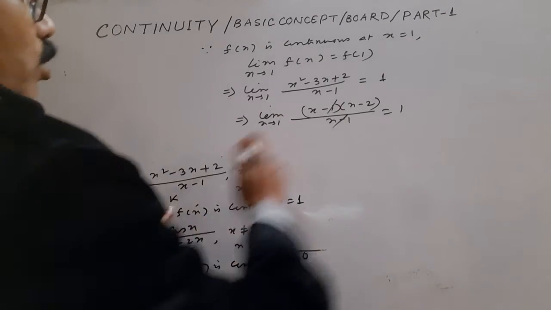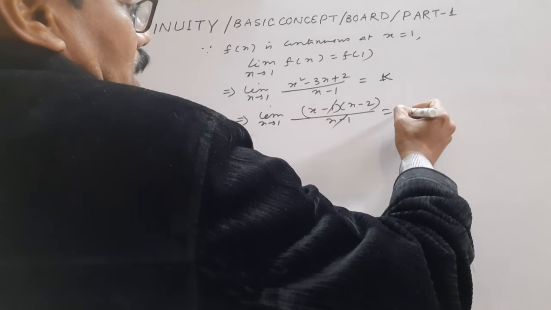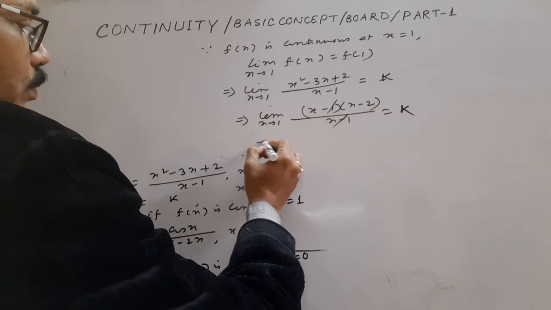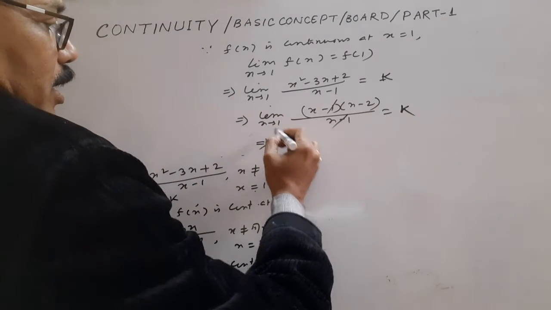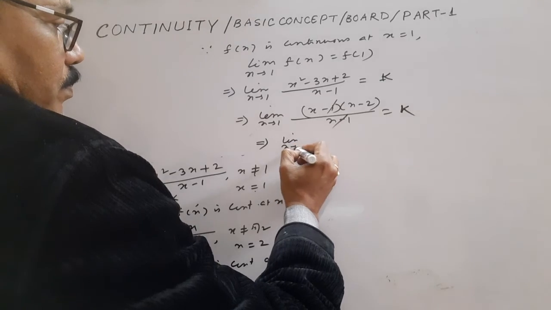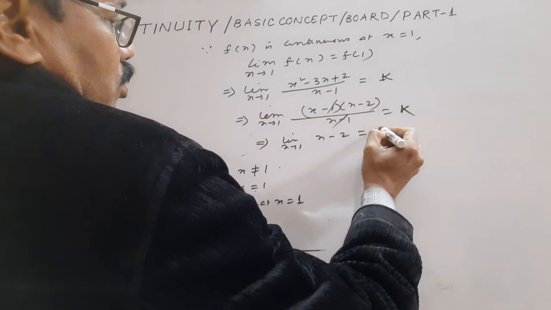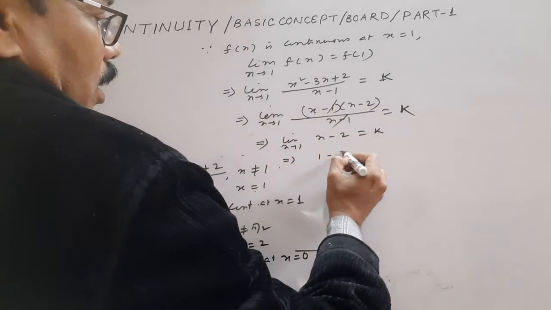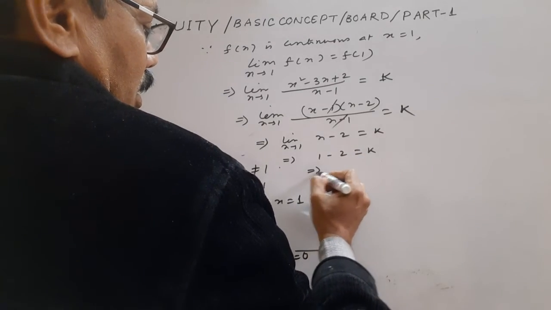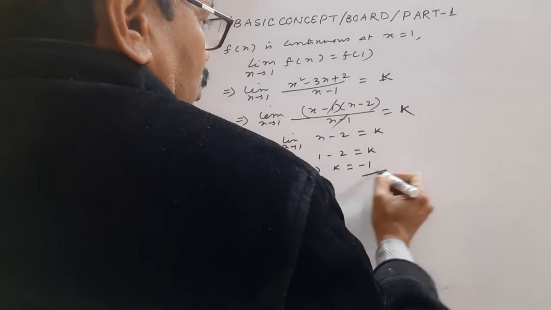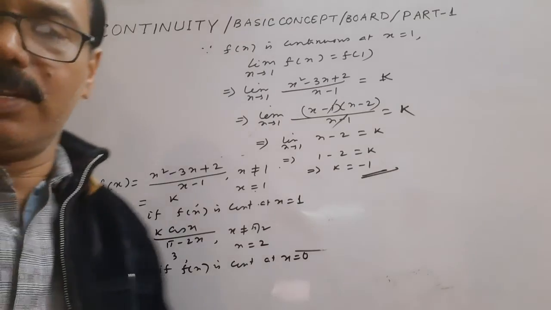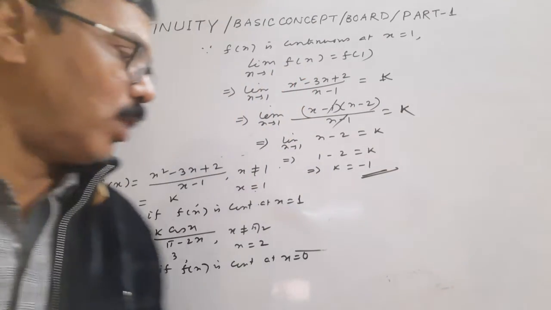Sorry, f1 equals to k, not 1. f1 equals to k. So limit x tends to 1, x minus 2 equals to k. So 1 minus 2 equals to k. So k equals to minus 1. Only a 1 mark problem.